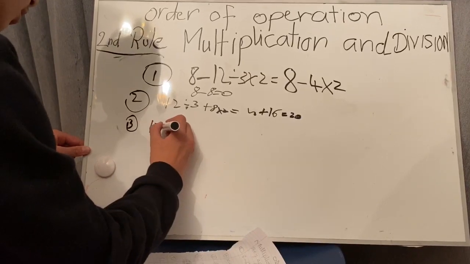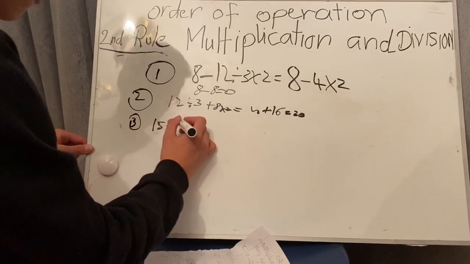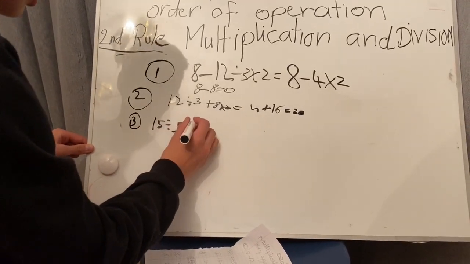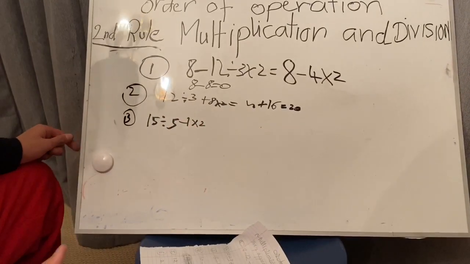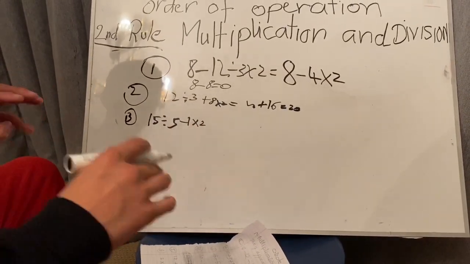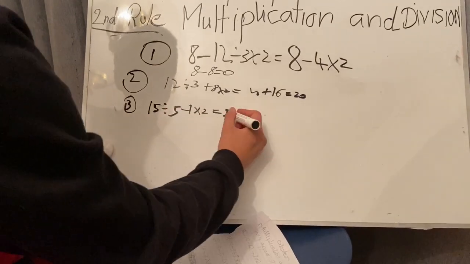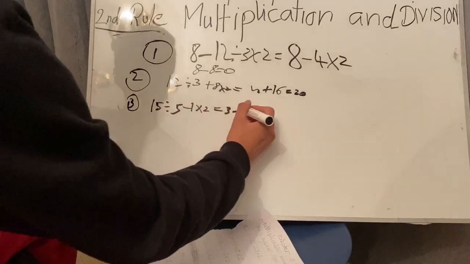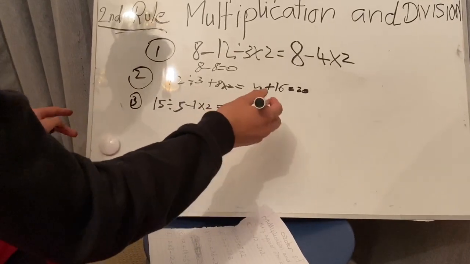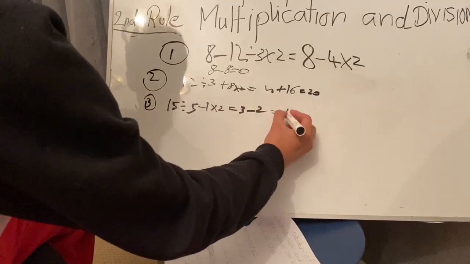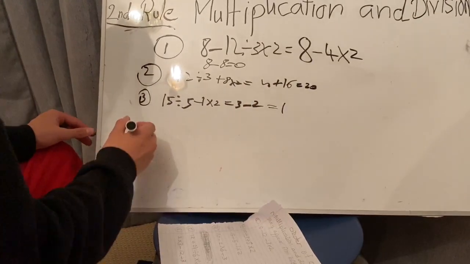Okay, next example: 15 divided by 5 minus 1 times 2. The same way, left to right. 15 divided by 5 is 3, minus 1 times 2 is 2, and then 3 minus 2 is 1. 1 is our final answer.